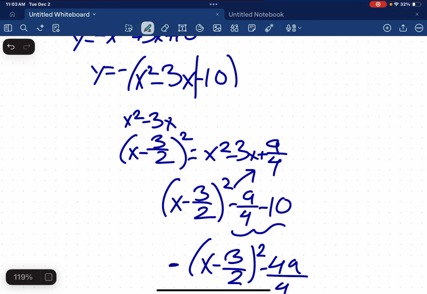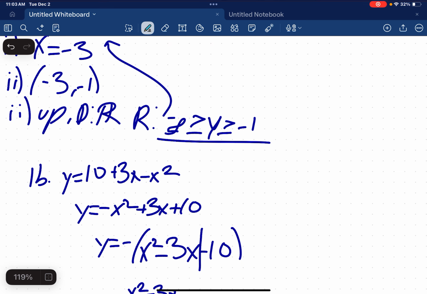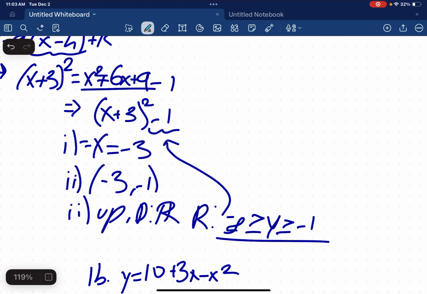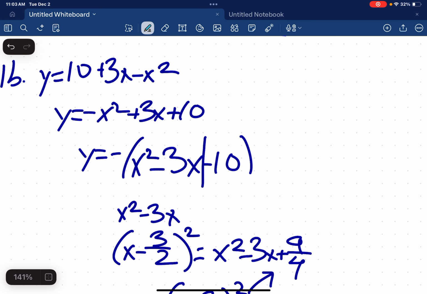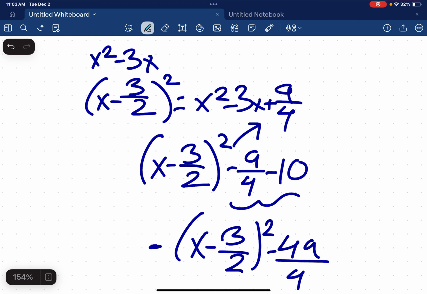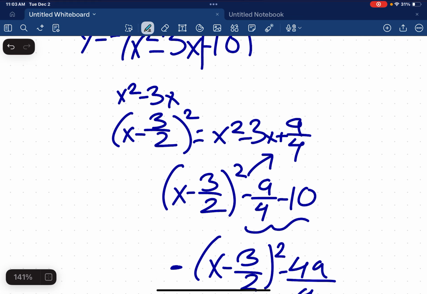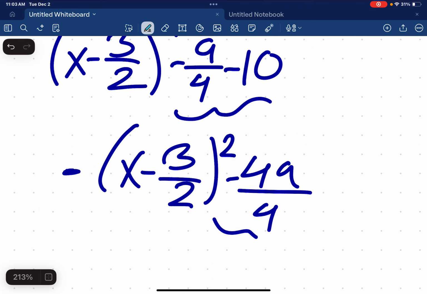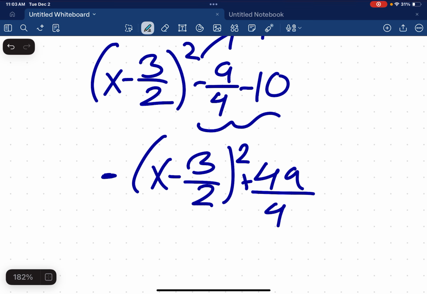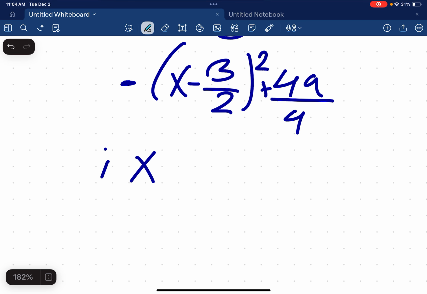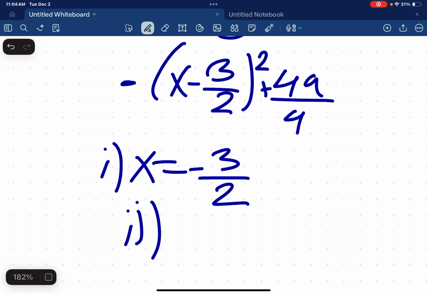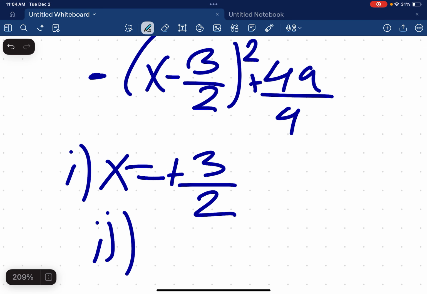Let me double check everything. Oh wait, I went too far. Oh wait, no, now I see it. Okay, so we do have an issue. The issue is that this needs to become a positive eventually, but this negative doesn't go to it, so this is a positive. Okay, got it. Which means that our x value for the axis of symmetry is going to be negative 3 over 2. Or just 3 over 2, sorry. Almost forgot that.